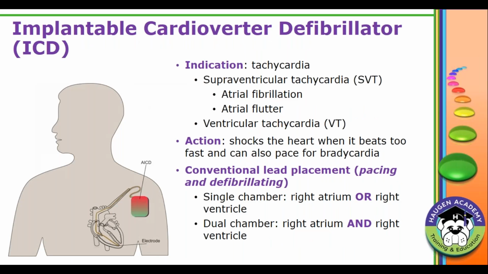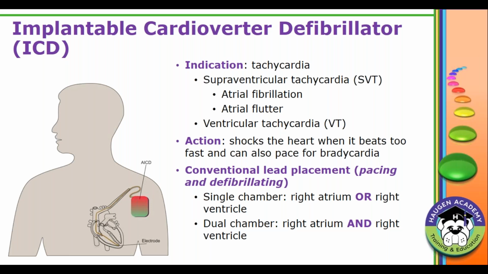Now the implantable cardioverter defibrillator, from now on I'll refer to as ICD, which gets kind of confusing because we talk about ICD-10 codes sometimes, but for this presentation, ICD means implantable cardioverter defibrillator. And the indication for placing an ICD is tachycardia. So pacemaker, the heart's beating too slow. A defibrillator, the heart's beating too fast. However, defibrillators also have pacing capability. So an ICD can do everything a pacemaker can do and then more.